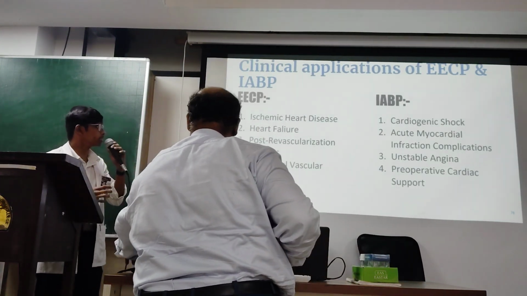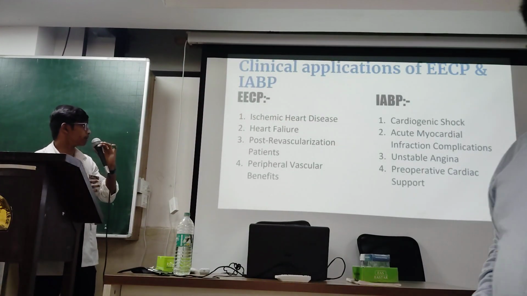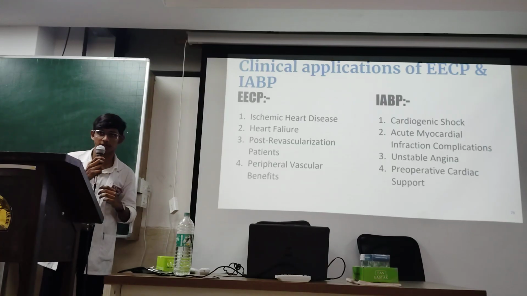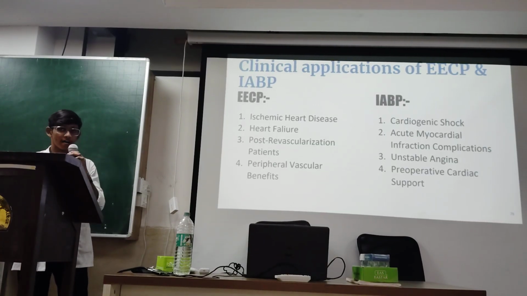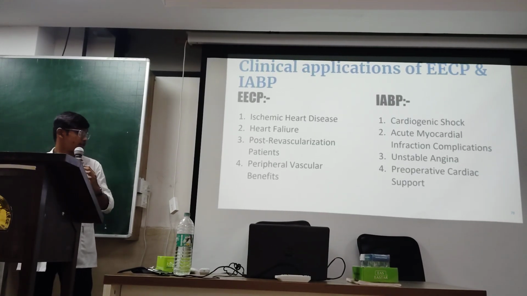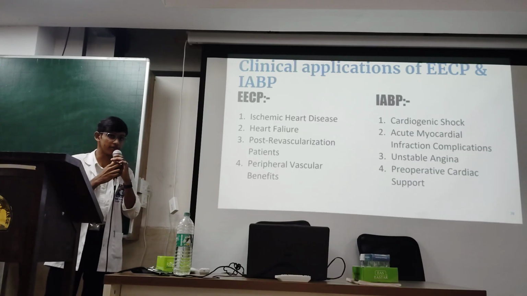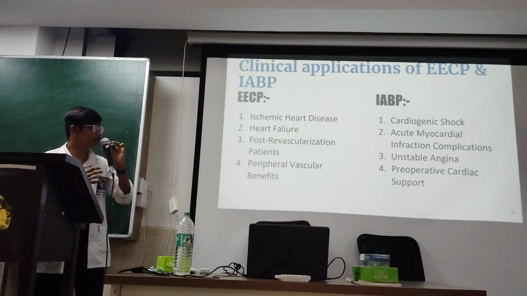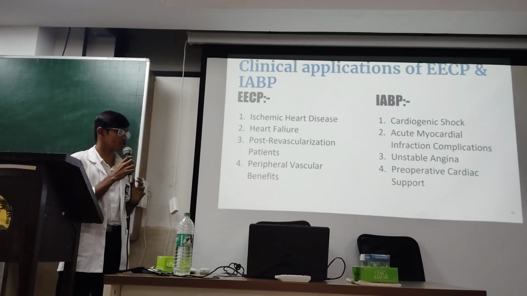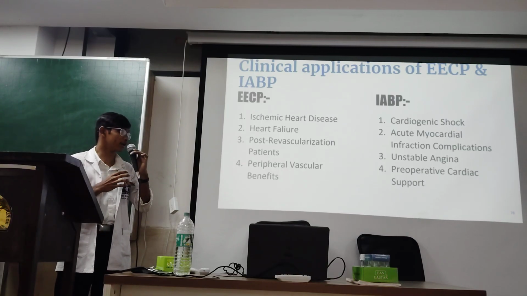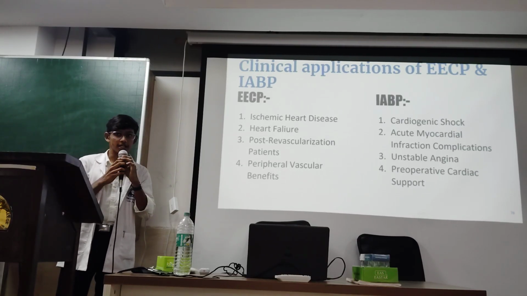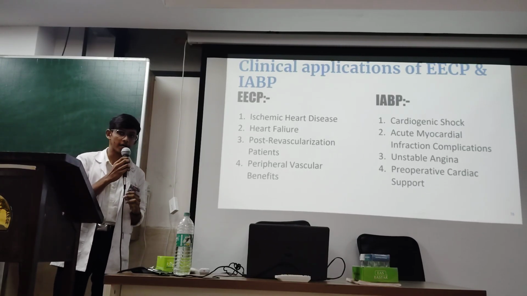We can see the various clinical applications of EECP and IABP. So EECP is mainly used in ischemic heart disease, heart failure, post-revascularization patients, and peripheral vascular benefits. And while IABP is used in patients of cardiogenic shock, acute myocardial infarction complications, unstable angina, and preoperative cardiac support.